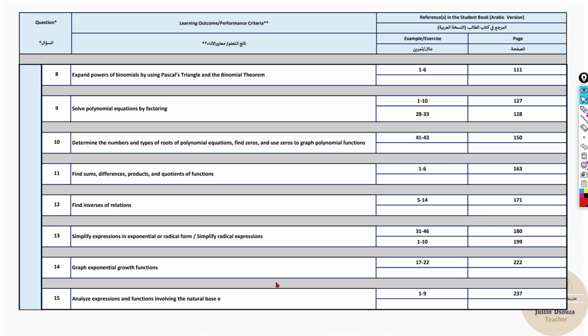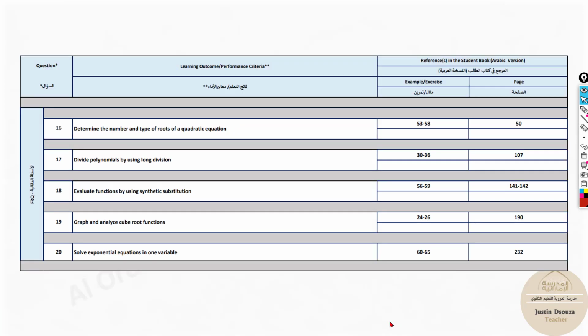Now for these first 15, it doesn't matter which method you use, as long as you get the correct answer, that's more than enough. Here, each and every step must be detailed.